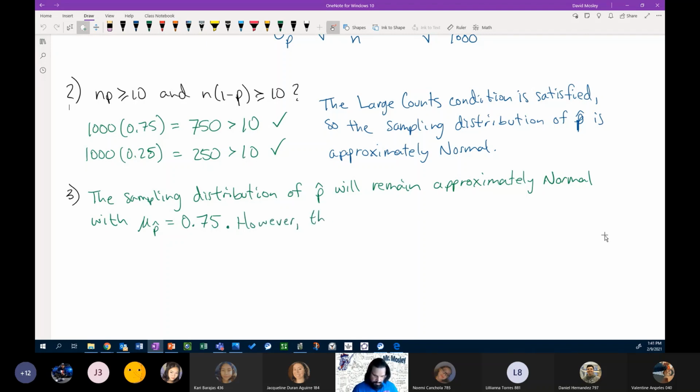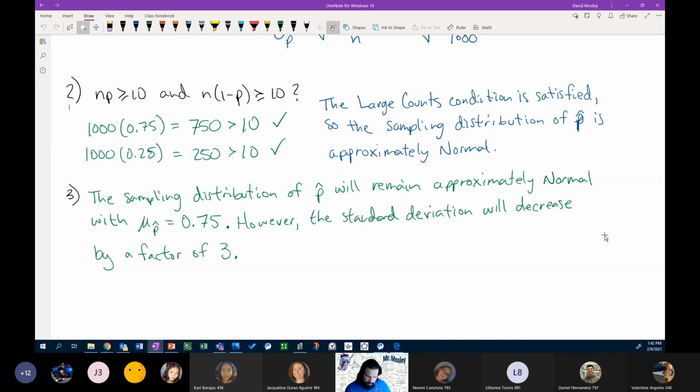However, the standard deviation will decrease. This makes sense. Larger sample size means smaller variance, which means smaller standard deviation. And this will decrease by a factor of 3. This is because 9,000 is 9 times larger than 1,000, and we're using a square root in our calculation of standard deviation. The square root of 9 is 3. And that's where we got that number from.